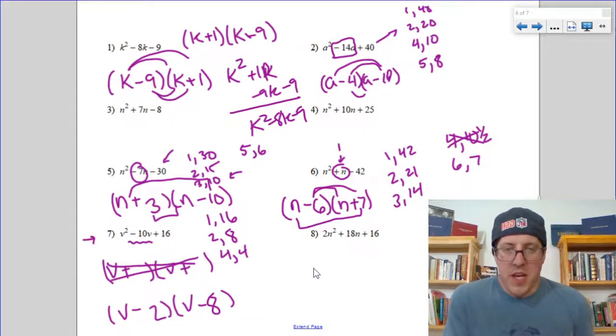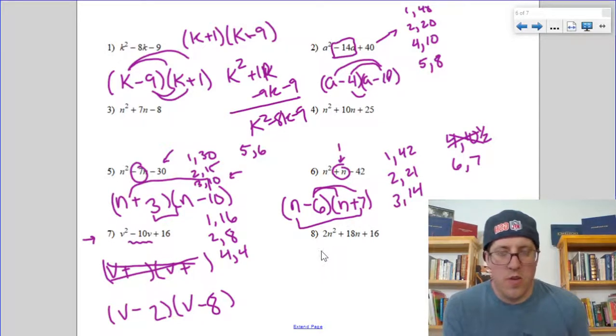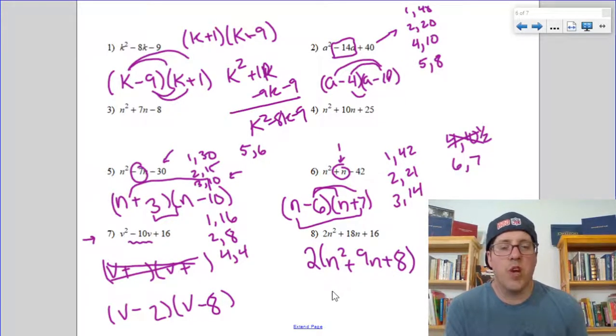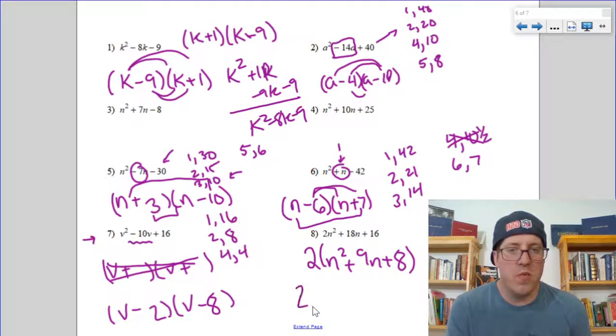When we get a problem like number 8, we're going to notice that they're all divisible by 2. So we're going to start by factoring out a 2. Just like we did in the earlier videos, with the area model and some other stuff. And then we're going to go from there. So this one would be 2 times n plus 8 times n plus 1.